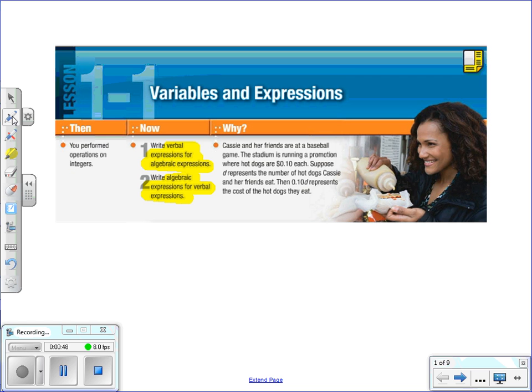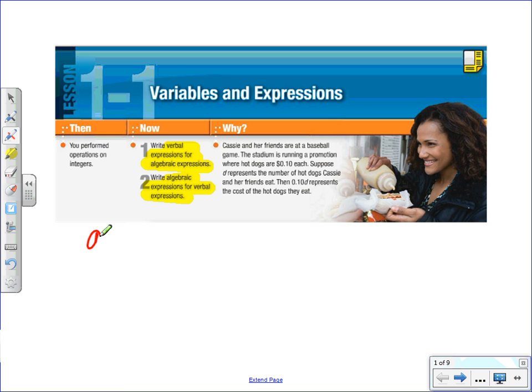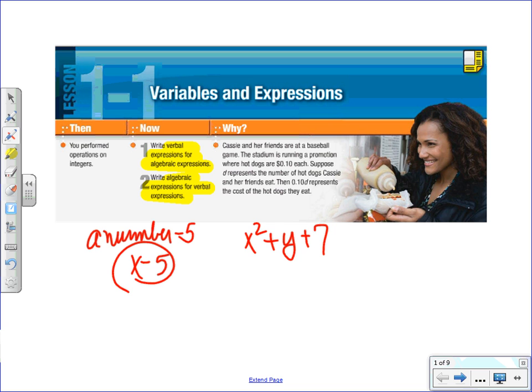take a verbal expression like a number minus 5 and write it as x minus 5. We'll change it into a verbal expression. And we're going to do the opposite thing. We might have an algebraic expression, and we're going to change that into words. A number squared, etc. Okay?